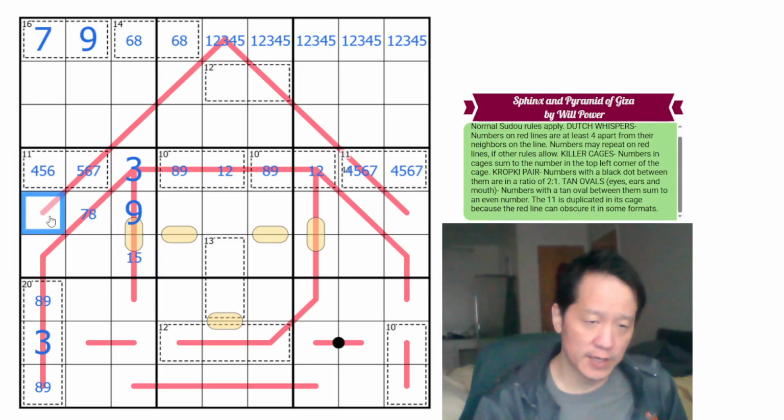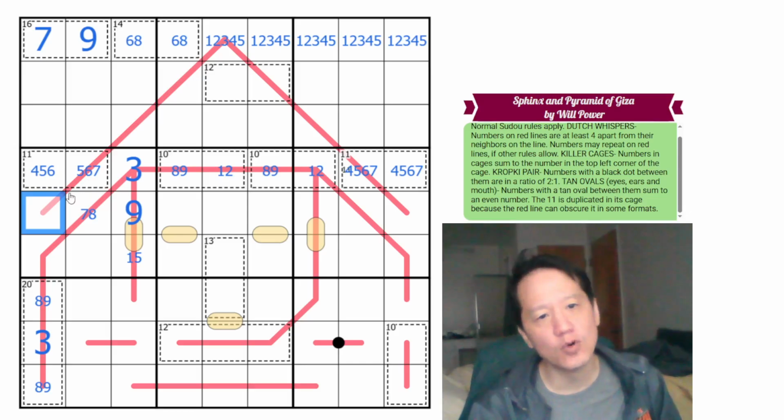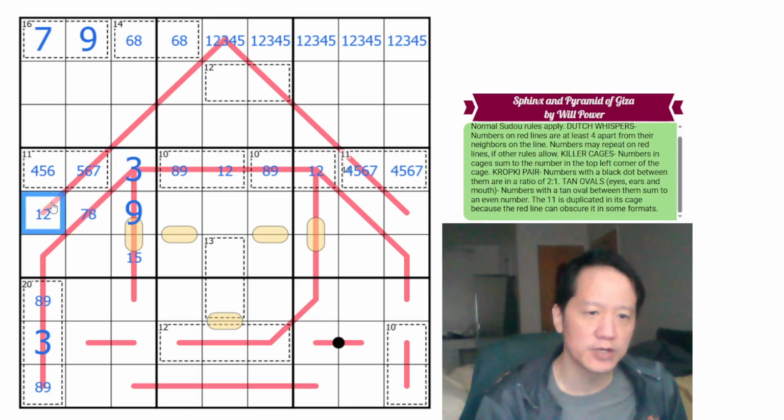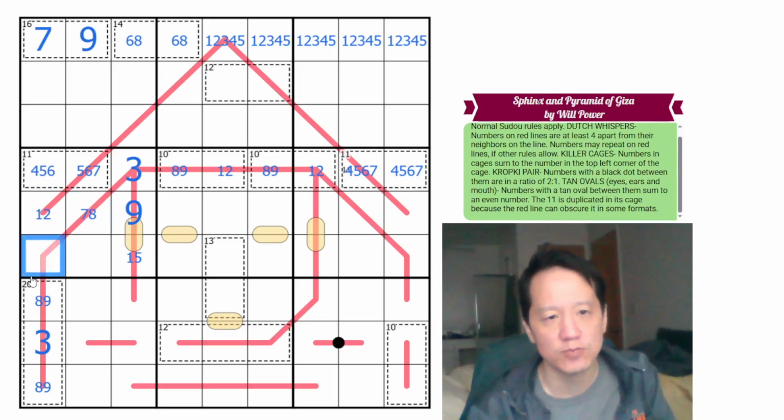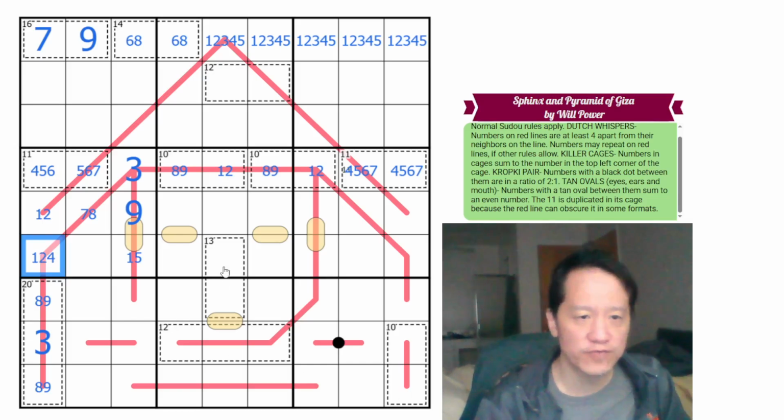This digit has to be 4 away from 5, 6, or 7. So it cannot be 9 because of a 3, 8, 9 pair. It can't be 7. It has to be 1 or 2. 3 is already in the same box, so it cannot be 3. Similarly, this is 4 away from 7 or 8, so this has to be 1, 2, 3, or 4, but it can't be 3. So it's 1, 2, or 4 here.